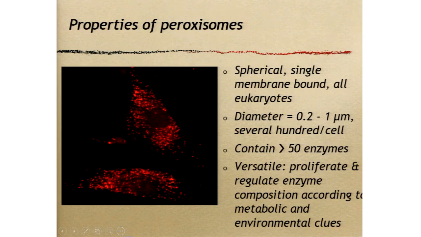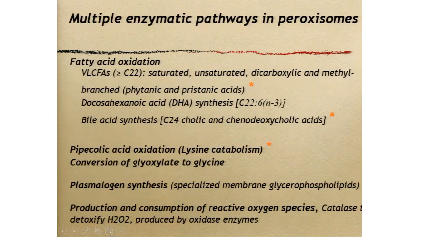They're small. They contain more than 50 enzymes. And what's unique about them is their versatility and that they can really proliferate and regulate their enzyme composition according to metabolic and environmental cues. And so there are multiple enzymatic pathways in the peroxisome. This slide is just a list of some of the more well-known pathways.